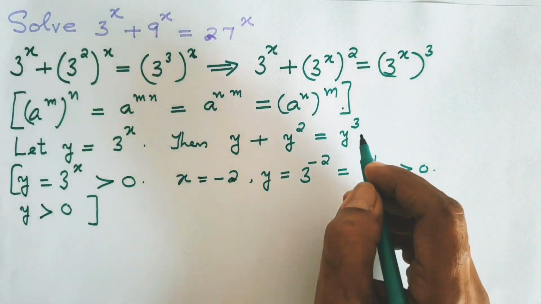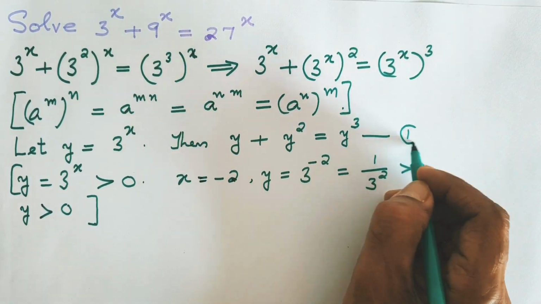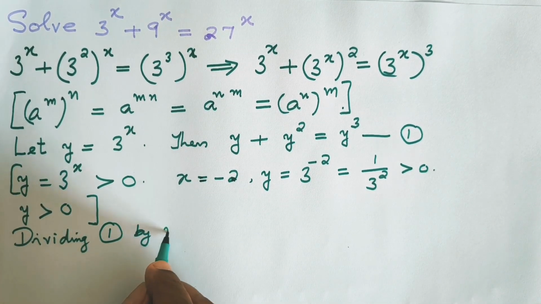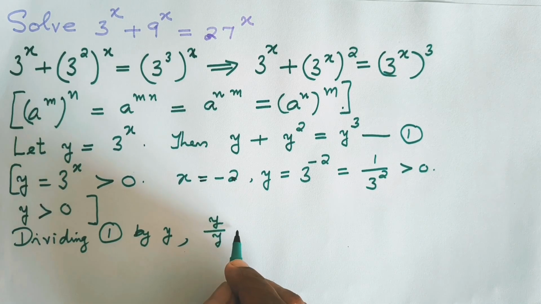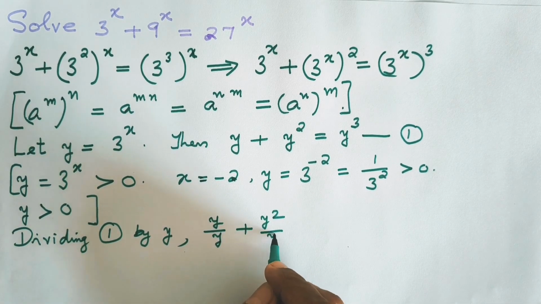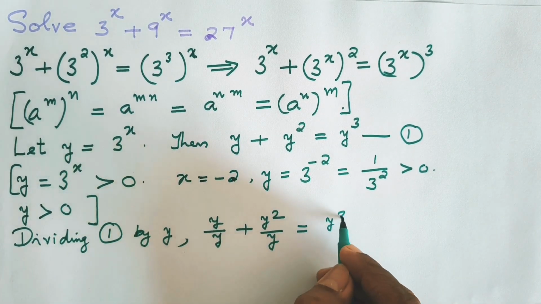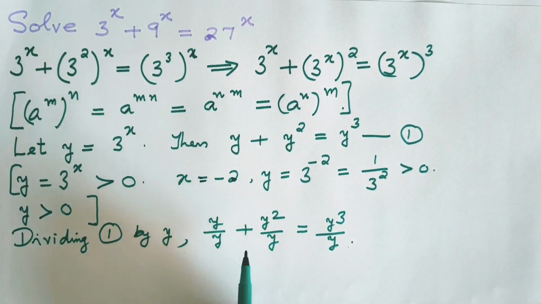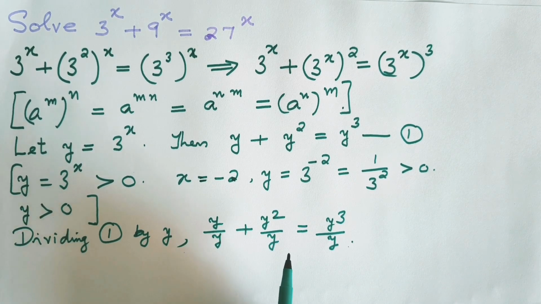Okay, so let me divide this equation. You may call this equation 1. Dividing equation number 1 by y, which is clearly a non-zero positive number, you will have y by y, plus y square divided by y, equal to y cubed divided by y. Division by y is perfectly valid because y is a non-zero number. It works in all cases.